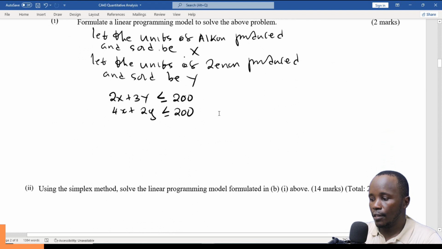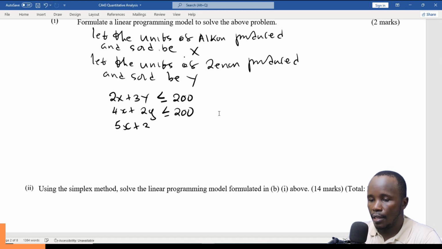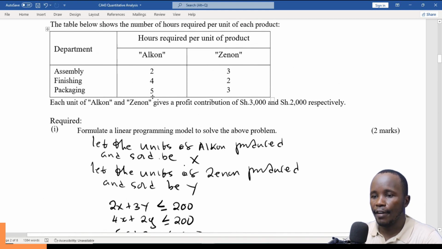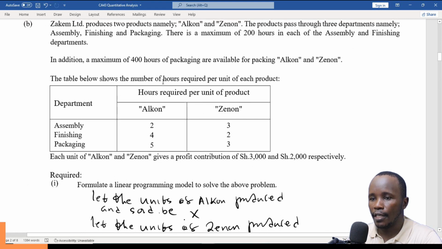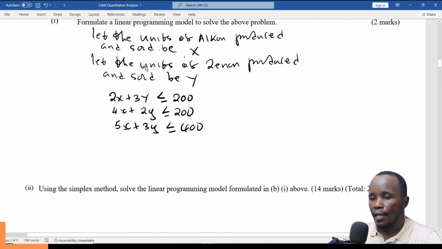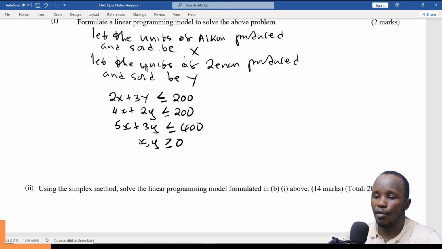And finally, we also have 5x plus 3y is less than or equal to 400. From this table here, 5x plus 3y is less than or equal to 400. You have been given 400 here. Take note that x and y cannot be negative. X and y should be greater than or equal to 0 because you're talking of the number of units.